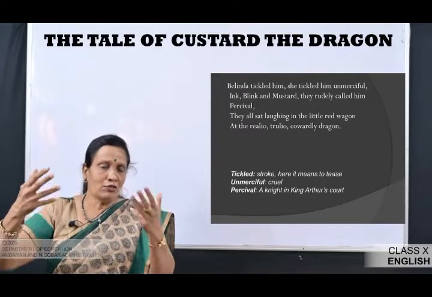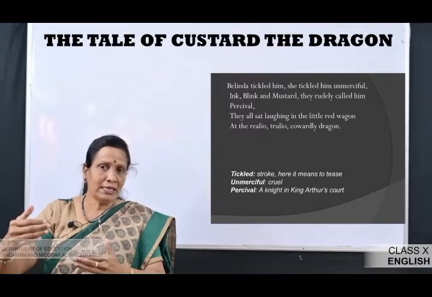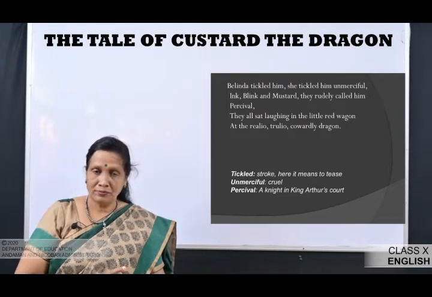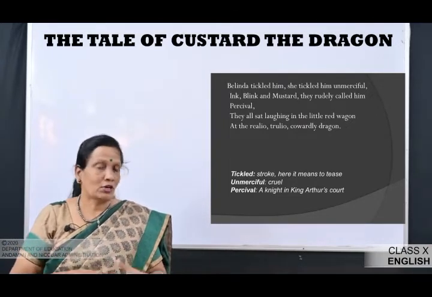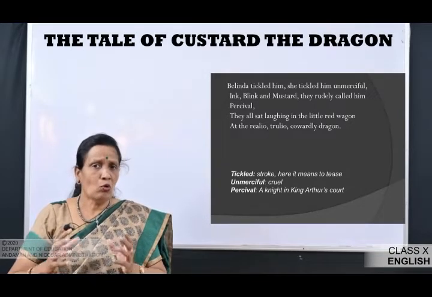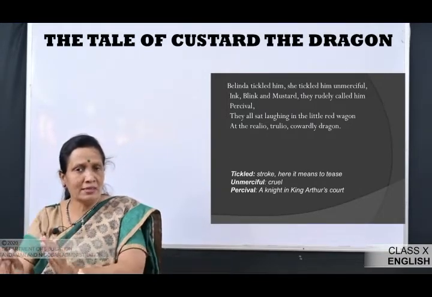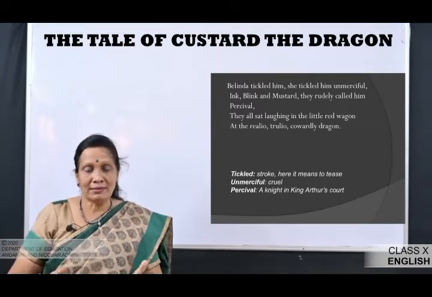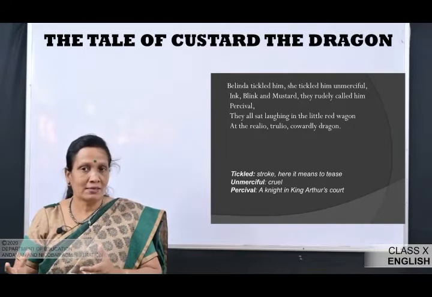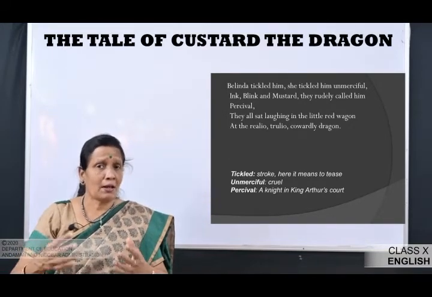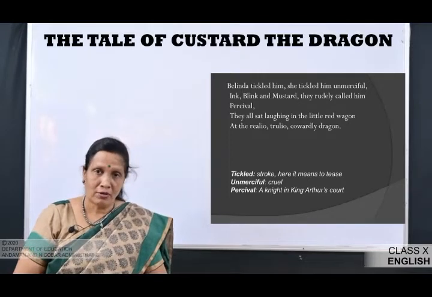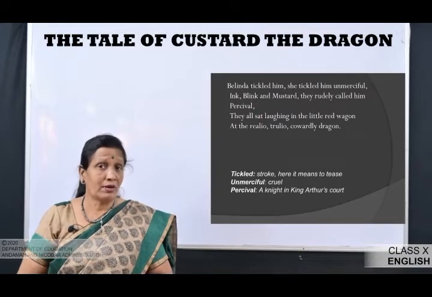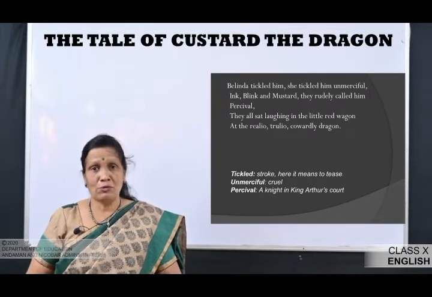Now right from the beginning of the poem, children, we have been looking at Custard as being a coward, not brave, not courageous, and who always wanted to remain safe inside a cage. Whereas all the other characters, Belinda's pets, and even Belinda has been described as being very brave, and even Ink, Blink and Mustard, they have been described as being very brave. Now let's see what happens.